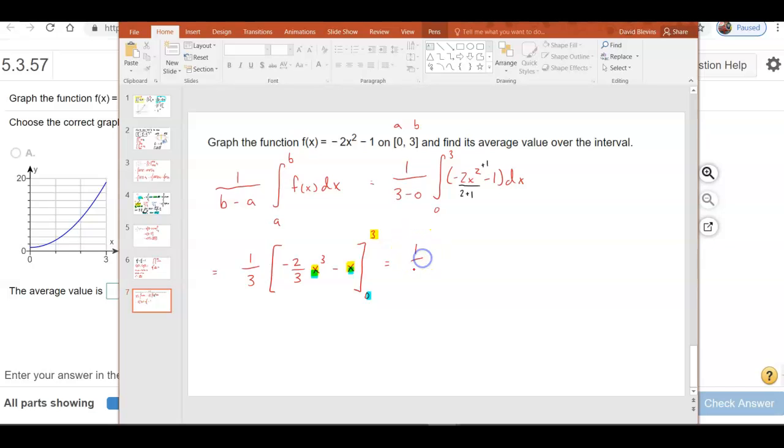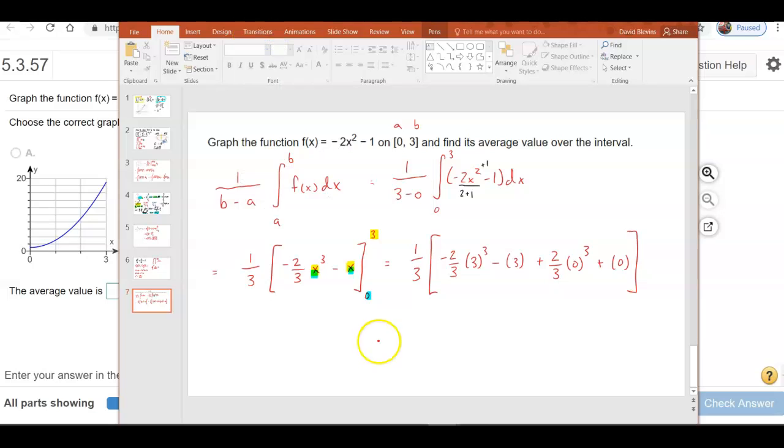Alright, 1/3, if I plug in 3, I'll have negative 2/3 times 3 cubed. Alright, minus x, again I'm plugging in 3 for x. Again, technically I would subtract negative 2/3 times 0 cubed. Subtracting a negative would be a positive 2/3. And again, subtracting negative x would be adding, plugging in 0 for x. So that's what I mean by I plug in the upper number, I plug in the lower number into the antiderivative. That's what the definite integral tells me to do.